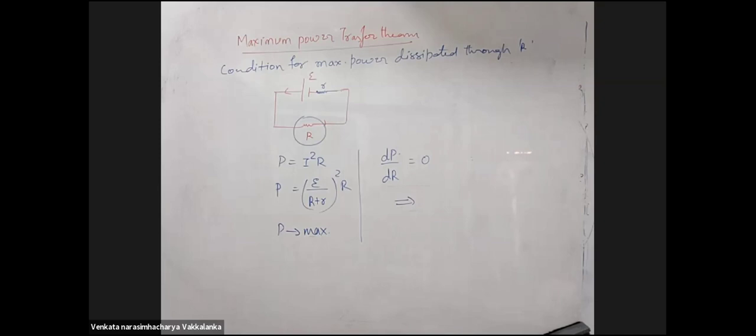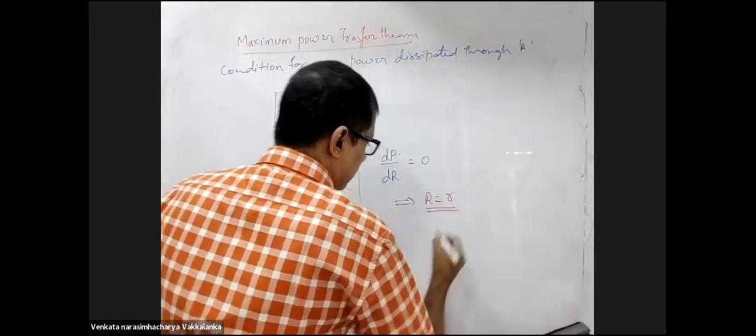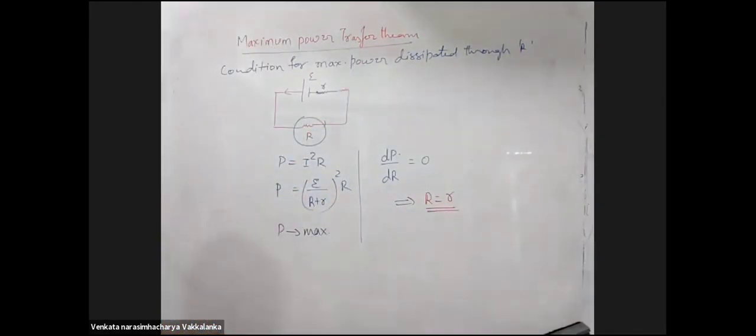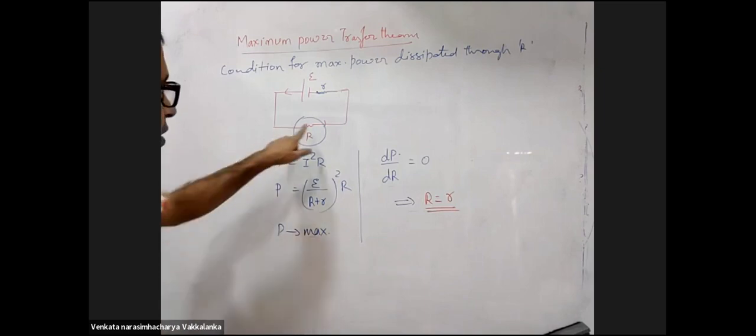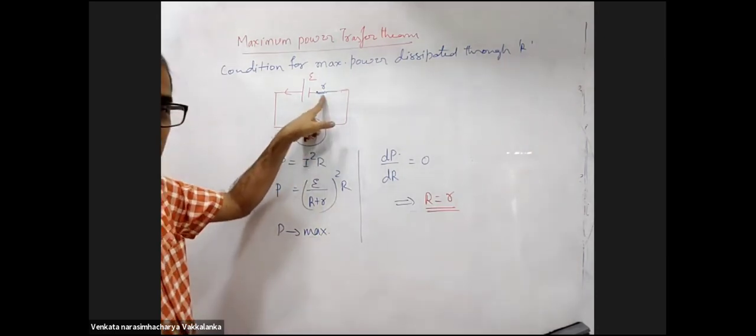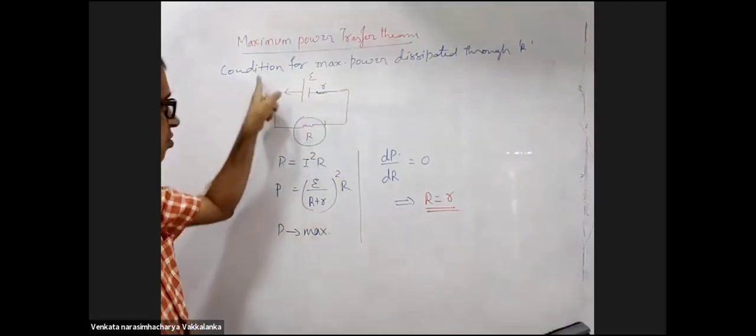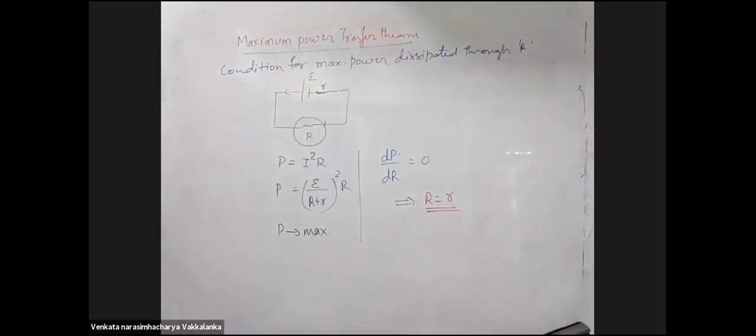Sir, I'm getting capital R equal to small r or capital R equal to minus r. Capital R equal to small r is the condition for maximum power transfer theorem. Whenever you want maximum power to be dissipated through it, that should be equal to the internal resistance of the cell or the internal resistance of the whole of this combination. This is the condition for maximum power transfer theorem.